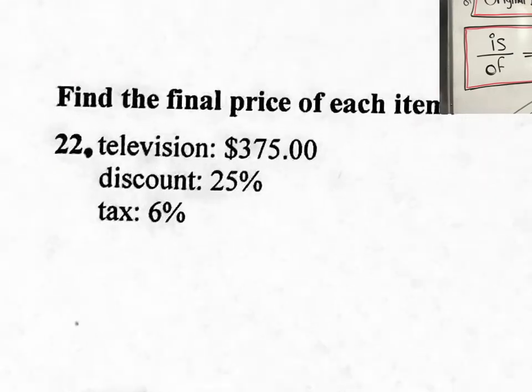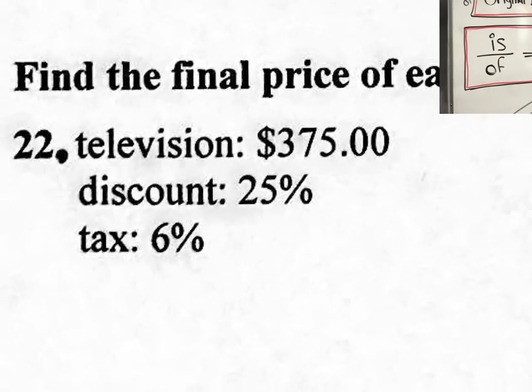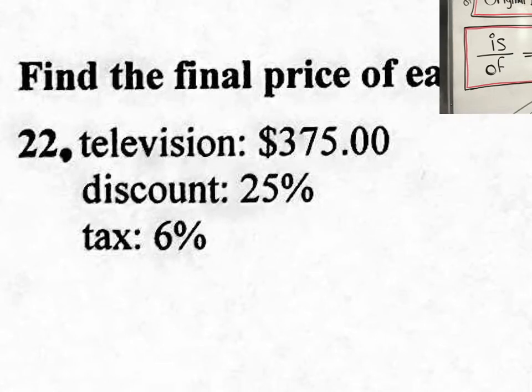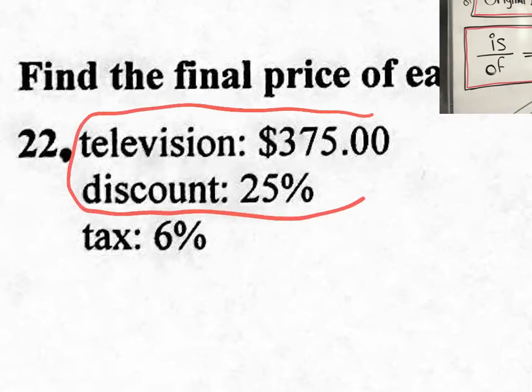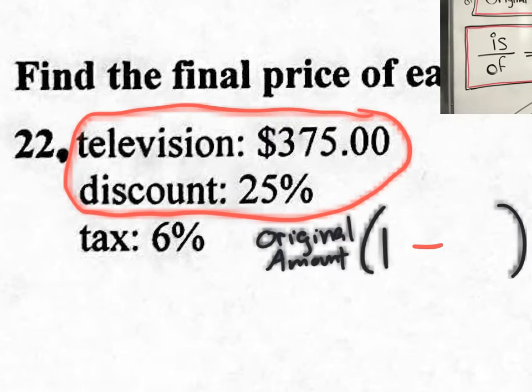It's when you have to calculate both increases and decreases. So number 22, let's first do the discount part, okay? So remember, here's the setup. You're going to put your original amount, $375, right here. And this is a discount, which means it's going to go down. So it's not a plus. It will be a minus right there.